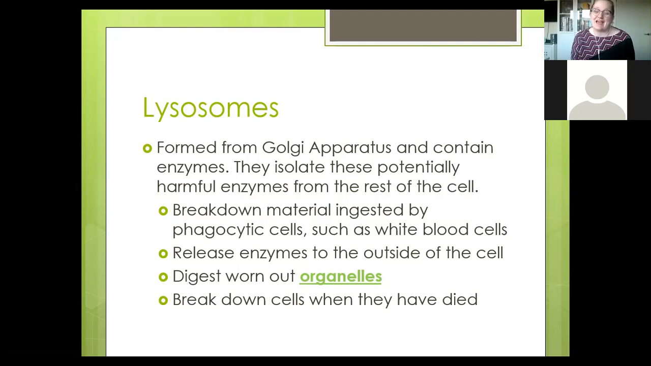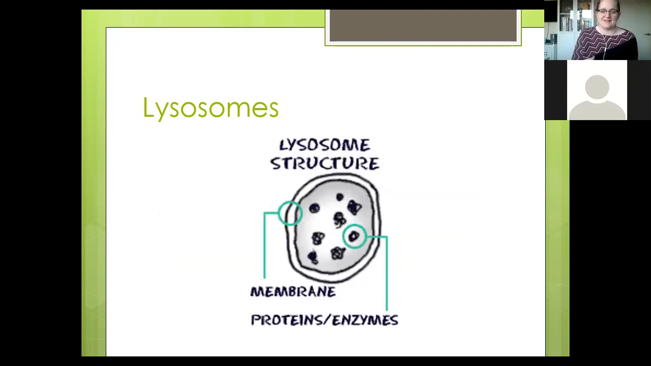Lysosomes release enzymes to the outside of a cell. They digest worn out organelles, such as mitochondria and ribosomes, and they break down cells when they have died. So when cells have gone through cell death, they then break them down, so we haven't got all these dead cells just floating around in our body. This is lysosome structure. There's not much to it. It has a membrane and proteins and enzymes found on the inside of it, and that's it really. There's nothing much else to it than that.